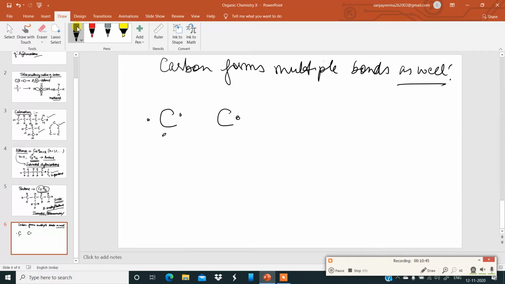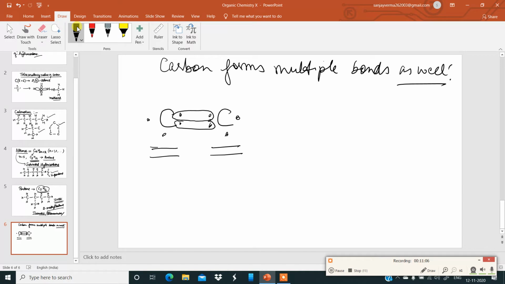Now these two electrons here, two electrons here, and two electrons like this. Okay. Now this carbon has how many electrons? 4 electrons. This also has 4 electrons. Now this electron and this electron will share. This electron and this electron will share to form a double bond.